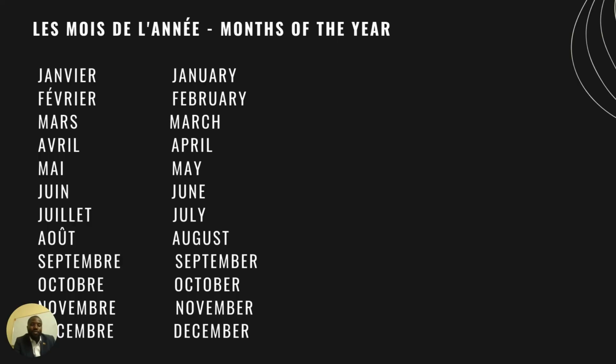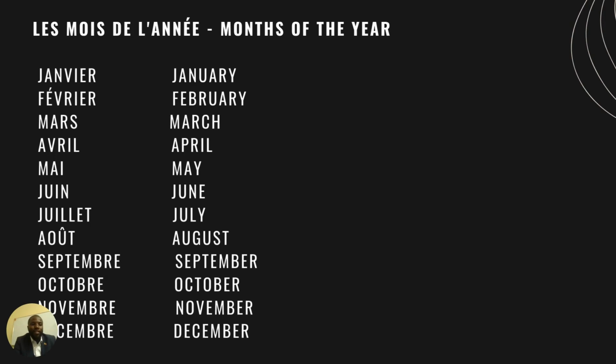So it's the same 12 months, with janvier, which is January, février, February, March, April, May, juin, June, juillet, July, août, August, September, October, November, December.